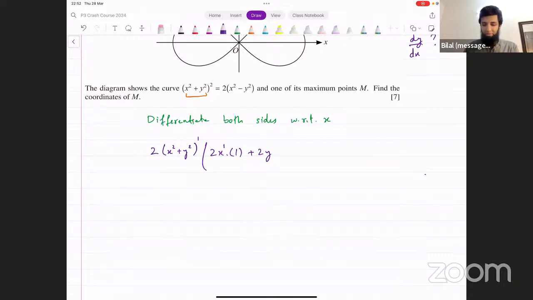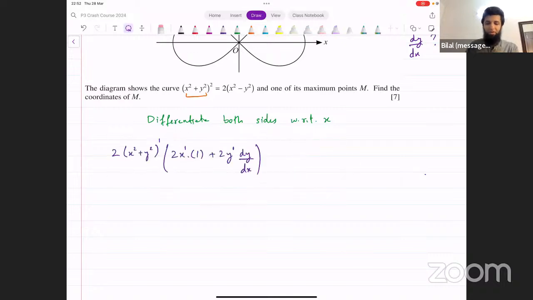And then you have to multiply by the derivative of the base of this power. What's the base? Y. What's the derivative of y with respect to x? Derivative of y with respect to x is dy over dx. That is what we have on the left side. So we should remember whenever we have y, we have to multiply by dy over dx when we are differentiating with respect to x. Okay, so that's the left side done.